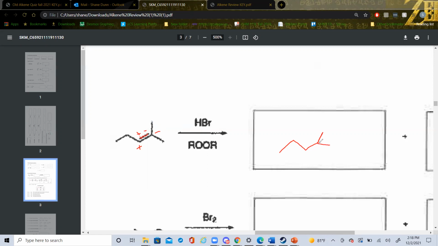So a hydrogen's going to attach there and a bromine's going to attach here. Since they're being anti-Markovnikov, we're also going to get enantiomers of each other. We're going to get a racemic mixture, because technically this carbon right here is chiral. So since the carbon is chiral for anti-Markovnikov, it's going to be racemic. So we're going to get an R and an S.